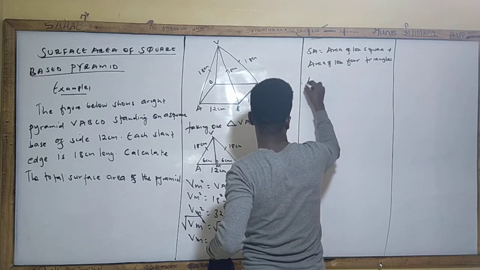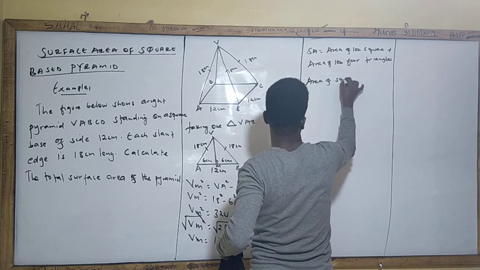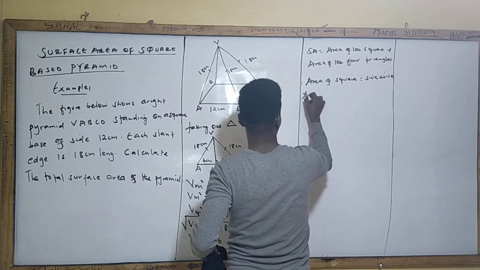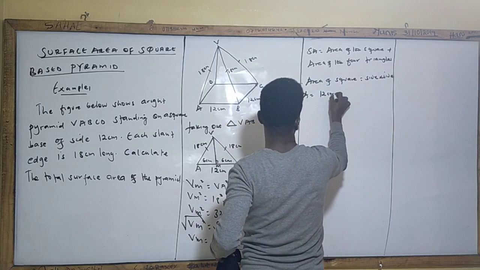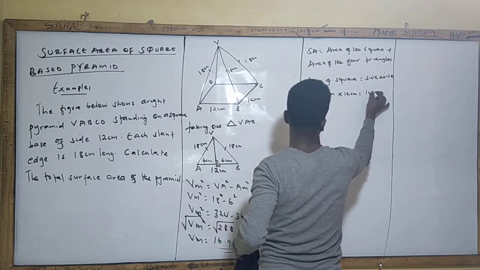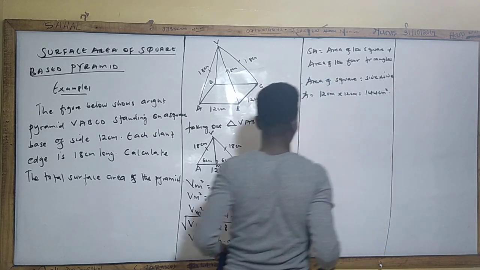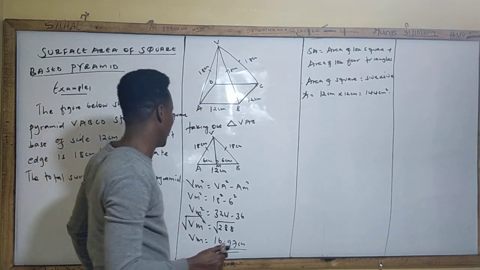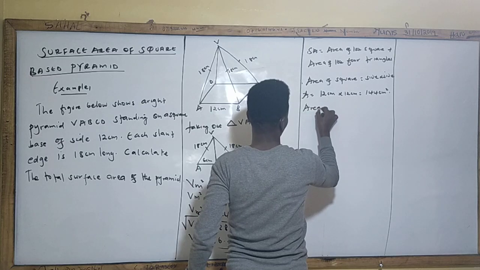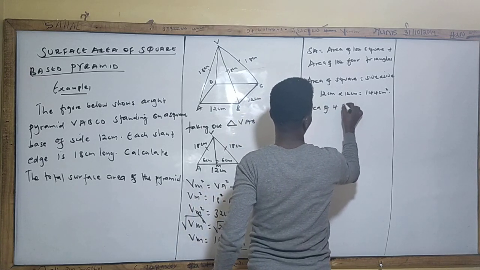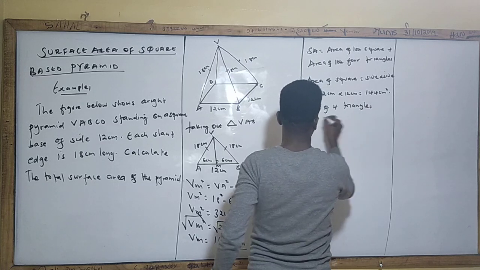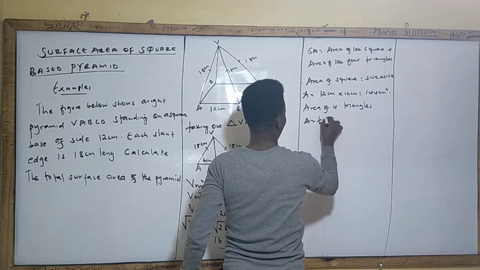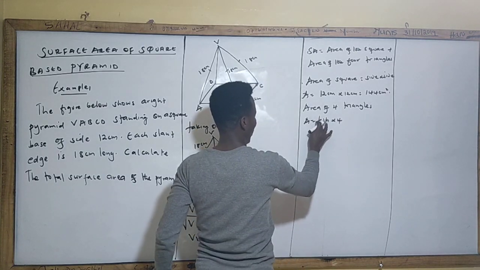Area of square is equal to side times side, or side squared. So area is equal to 12 centimeter times another 12 centimeter, which is 144 centimeter square. That's the area of the square, which is the bottom area. Now the area of the four triangles. Area is equal to a half base times side times 4, because there are 4 in number.